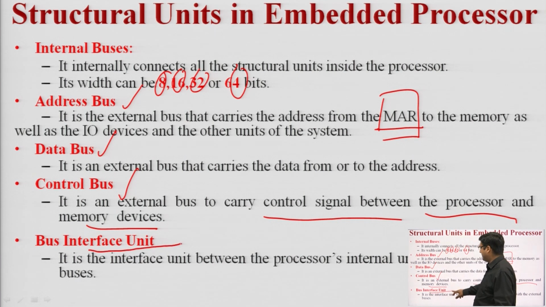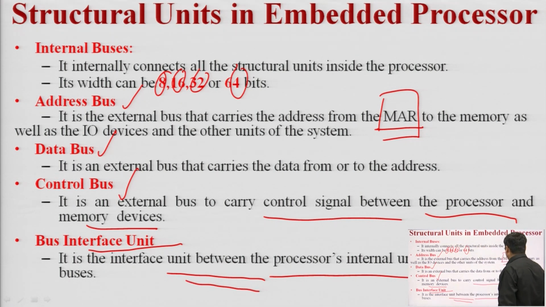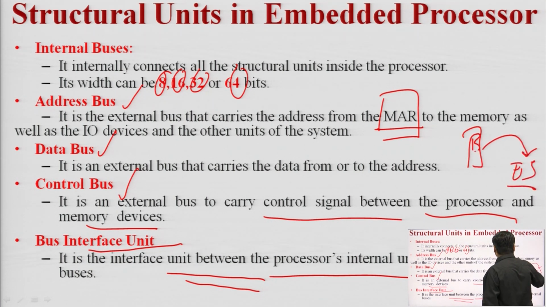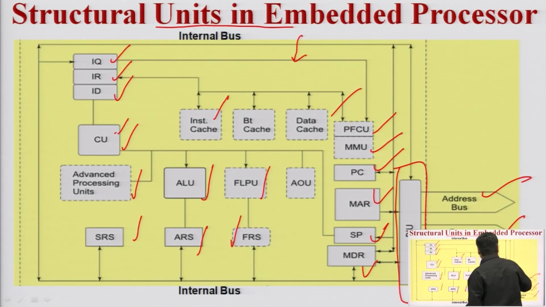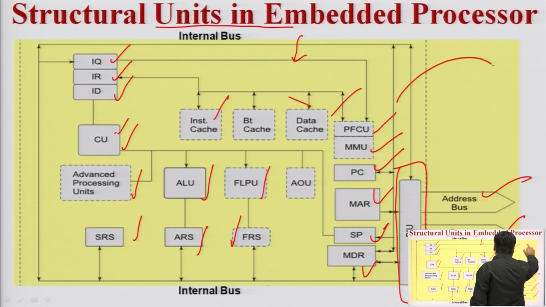After that, we have a bus interface unit. The bus interface unit is the interface between the processor's internal units and the external buses. If we want to communicate from the internal units to the external buses, this is carried out by the BIU. Here we can see that this is the BIU. So, what is the function of the BIU? All the internal devices communicate with the external devices by using the BIU.